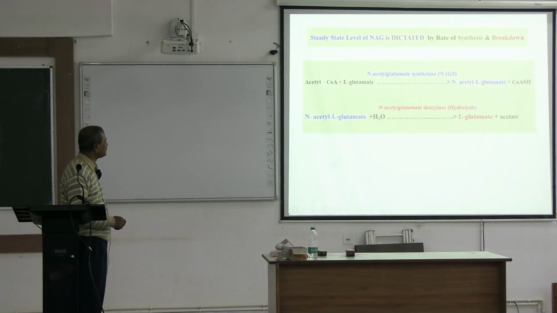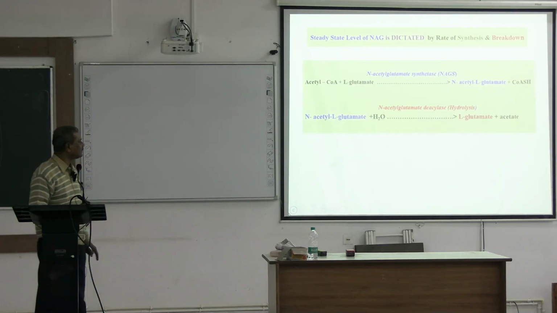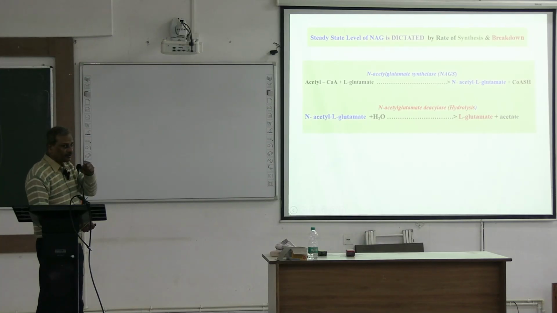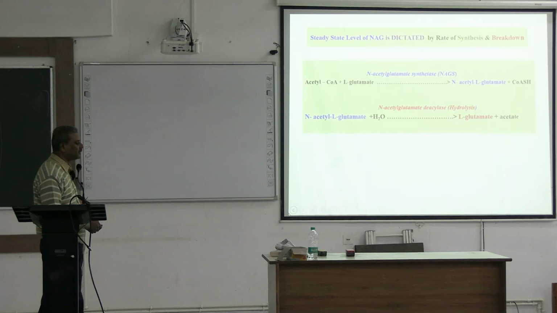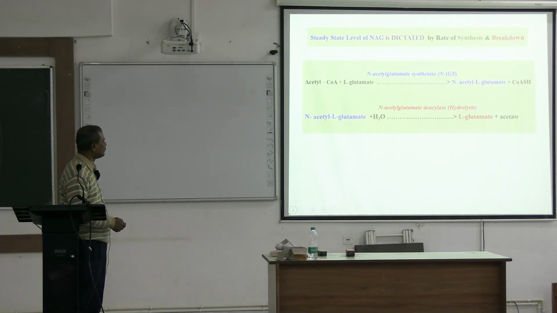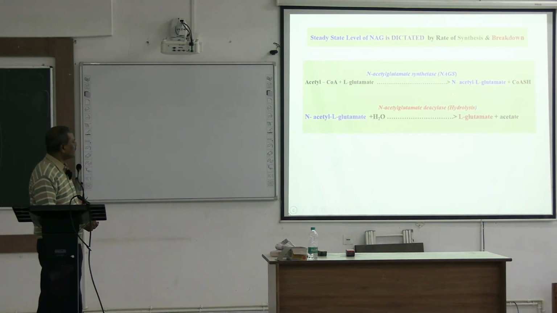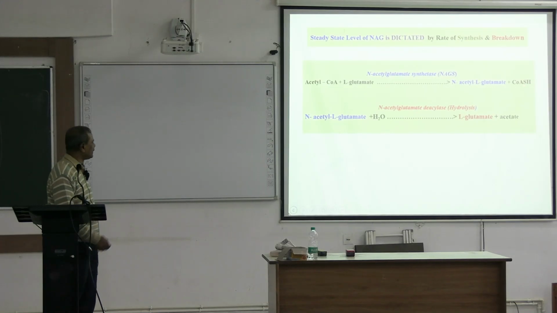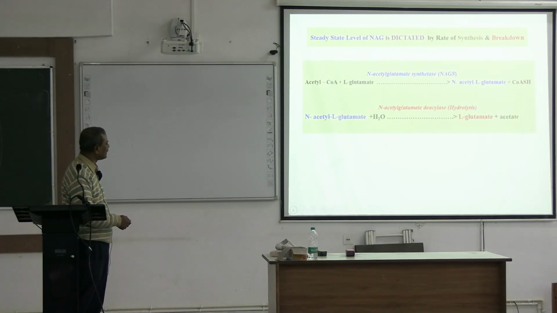Acetyl-CoA combines with L-glutamate, and it forms N-acetylglutamate through N-acetylglutamate synthase. I have just written down only this part, and if the other part is required I will tell you. The rest is all available in the book. N-acetylglutamate and coenzyme A are formed, and in the next step acetylglutamate is broken down by hydrolysis to L-glutamate.